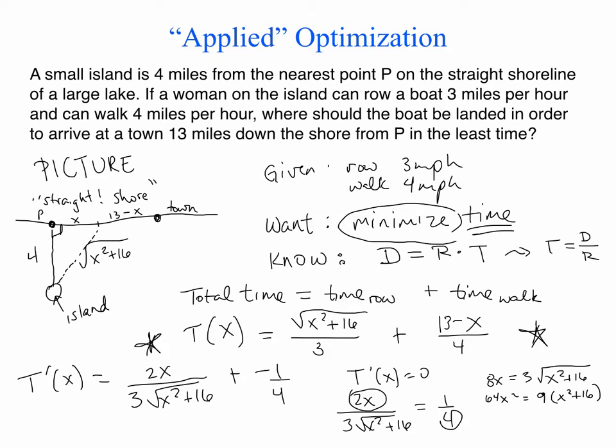So I'm going to distribute this 9 and subtract the 9x squared. So 64 minus 9 is 55x squared equals 9 times 16, which is 144. So then I can divide by 55 and take the square root.